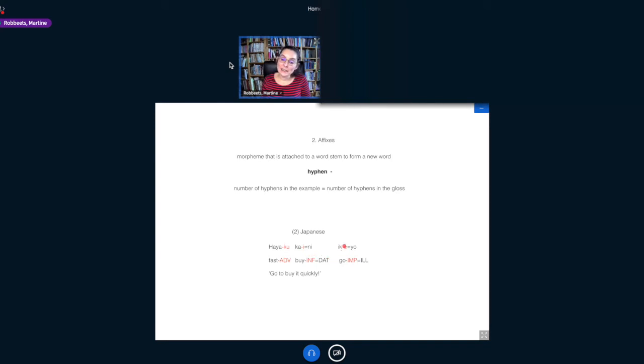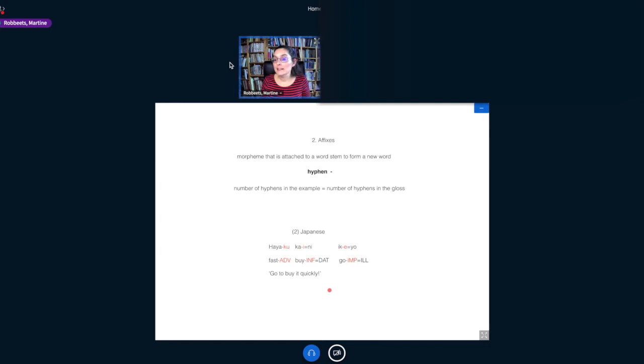And here again we have iku, go. The stem of the verb iku is ik. This ike is an imperative, so the e is separated with a hyphen, and you get IMP for imperative. And then there is a clitic, for an expressive suffix. And then here again we add the meaning: go to buy it quickly.